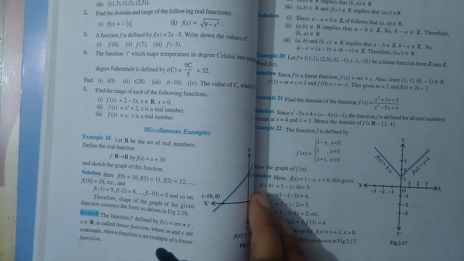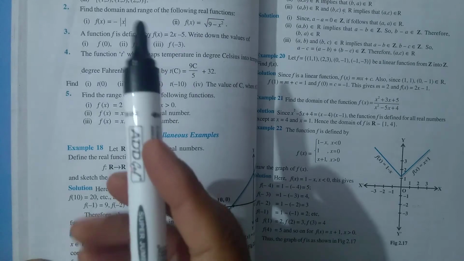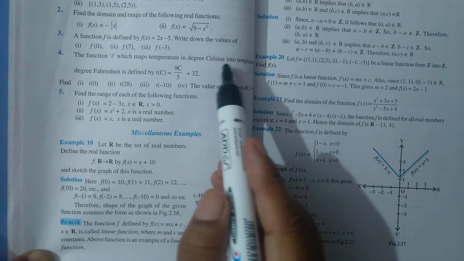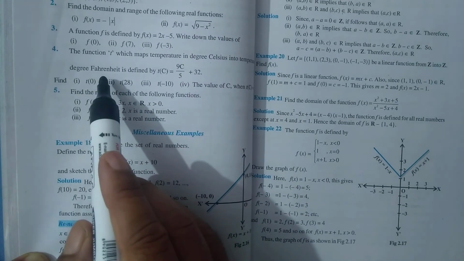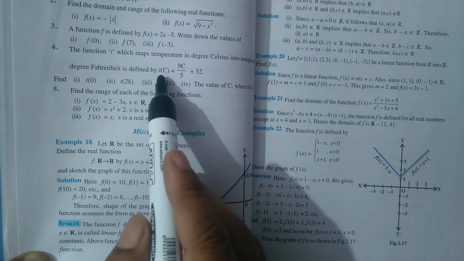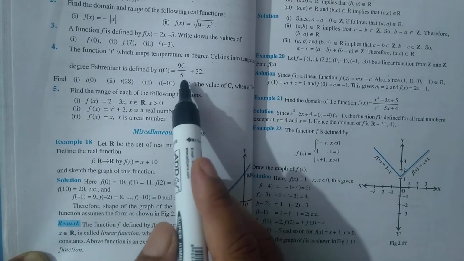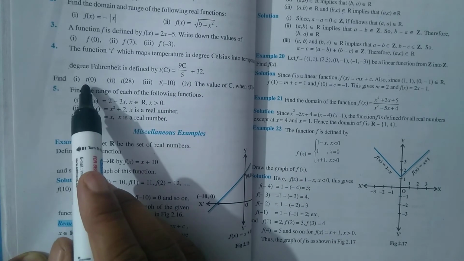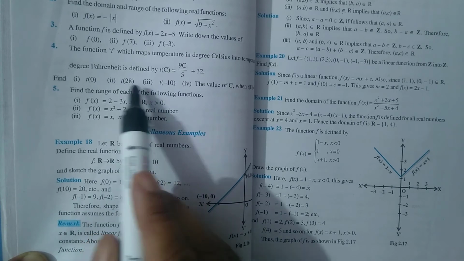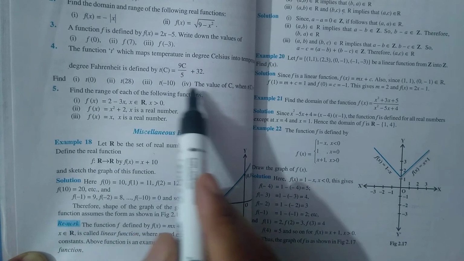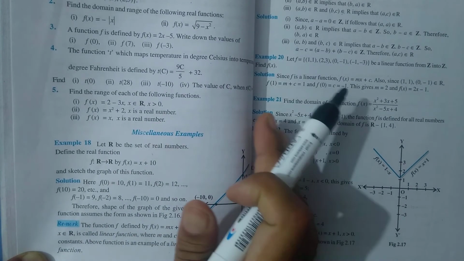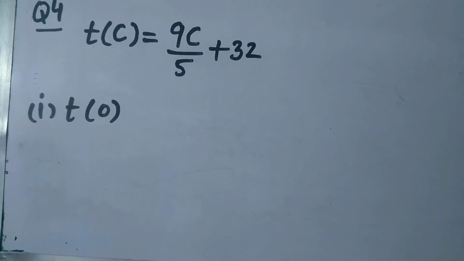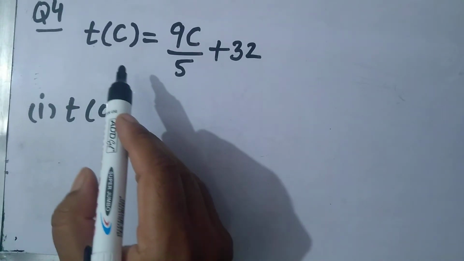Now coming to the next question, the function T which maps temperature in degree Celsius into temperature degree Fahrenheit is defined by T of C is equal to 9C upon 5 plus 32. So find first T of 0, T of 28, T of minus 10, and the value of C when T of C is 212. So this is the question number 4.